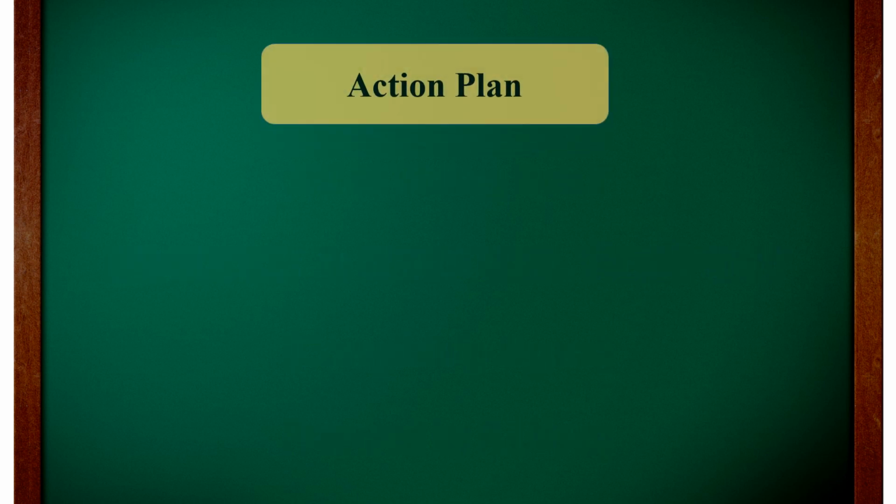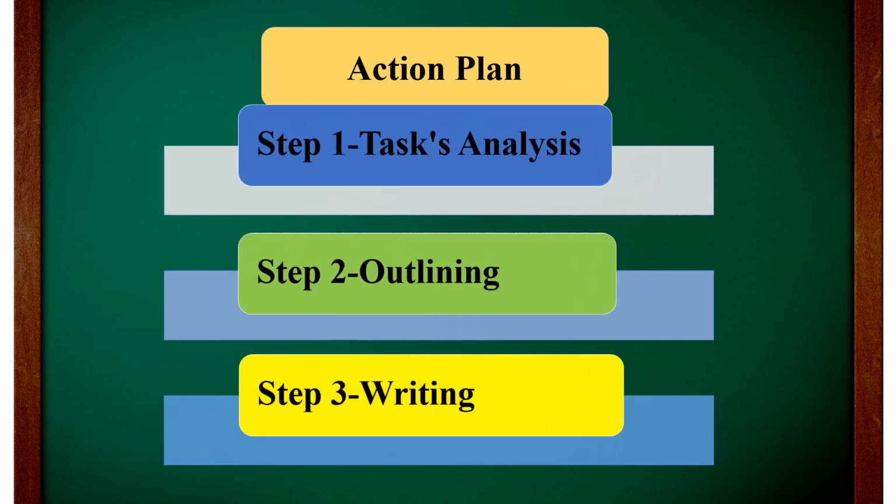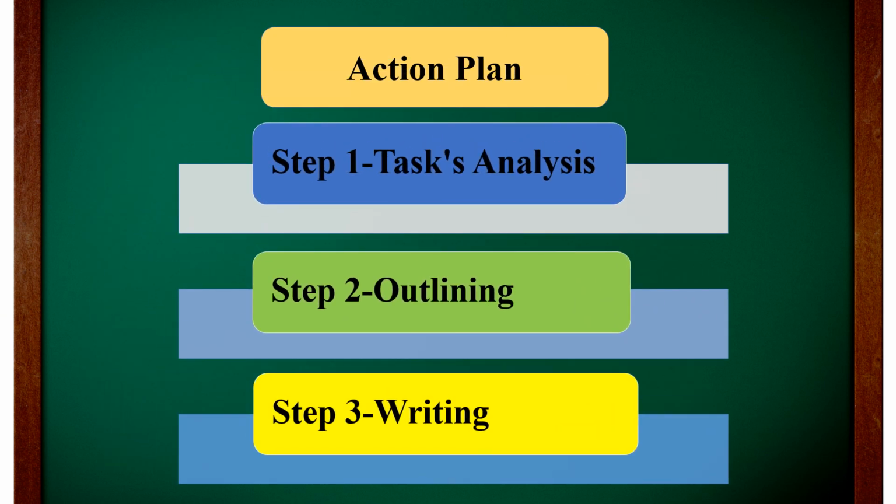To begin with, let's have a quick look at the action plan. There are 3 steps to follow. Step 1, task analysis. Step 2, outlining. Step 3, writing. All of these steps I'm going to detail one by one later. So now let's move on.